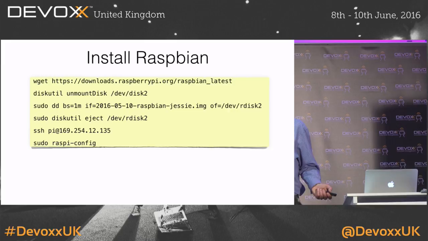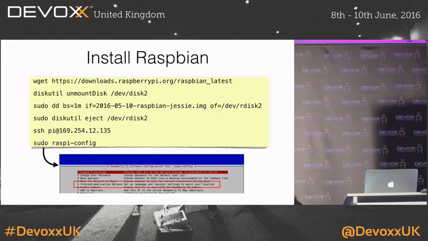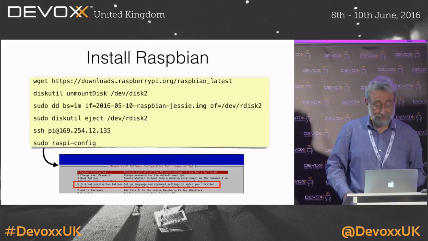So really, it is pretty straightforward, even for somebody who doesn't know anything very much about Unix. And here's the configuration tool for the Pi. The only thing you've got to do is make sure that the internationalization is set up right, because you do want to get the time zone right for the Pi. It will set itself automatically if it's got an internet connection. So it's all pretty good.